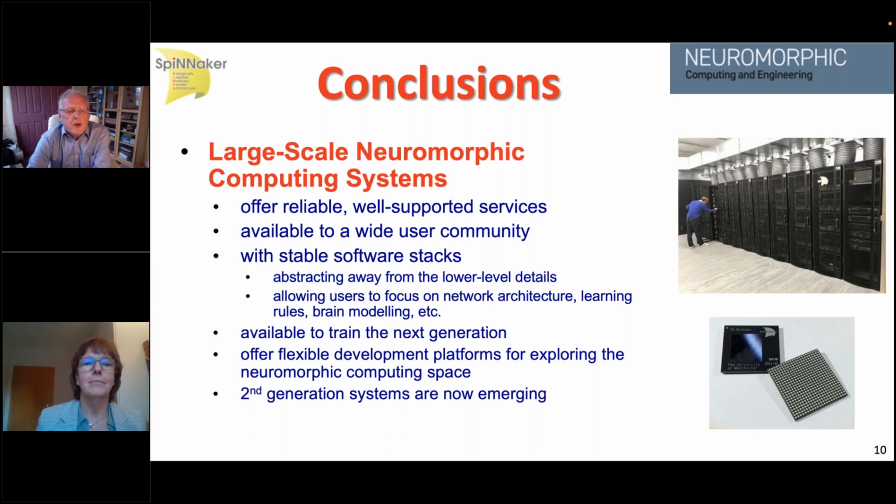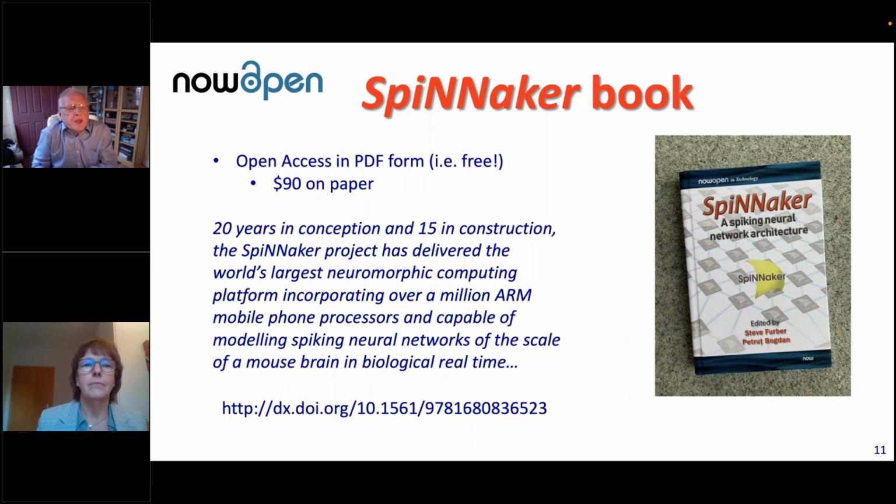And now the second generation systems are beginning to emerge, and they will raise the performance that can be supported by an order of magnitude in the next step. So I will finish there. Just a note, if you're interested in learning more about SpiNNaker, the team put together a book last year, which is open access, so it's free to download, or you can pay money for a paper copy if you want to. Otherwise, I'm ready and happy to take questions.